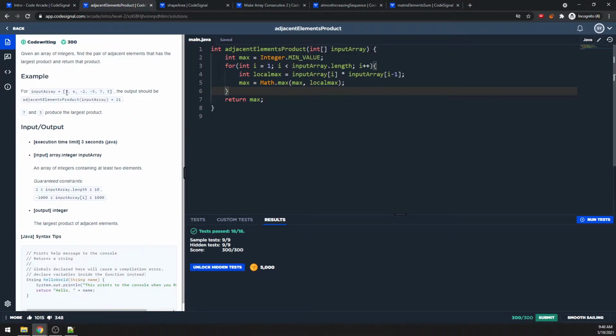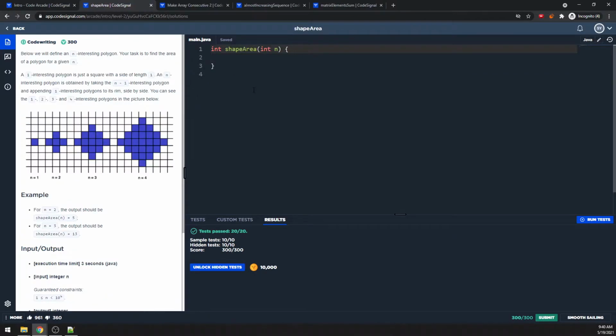You can start from index 0, but when you multiply you have to add 1, so array[i] times array[i plus 1], and make sure the constraint is i plus 1 less than the input array length. This will be the solution for adjacent element product. The time is O of n, since you need to loop through the array, and the space is O of 1, just a temporary variable. Let's go on to the next question.